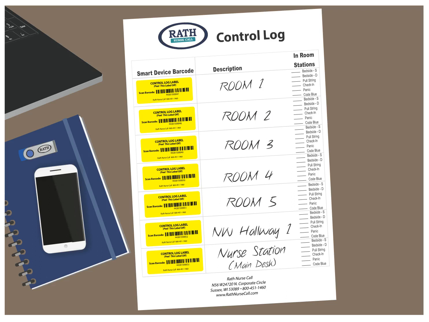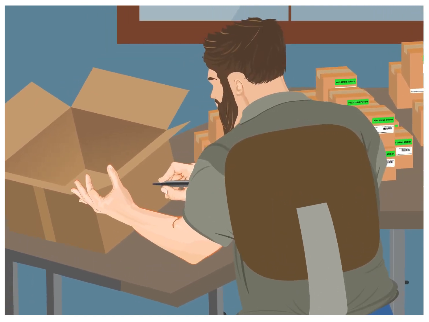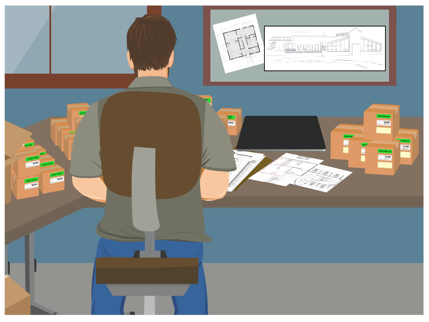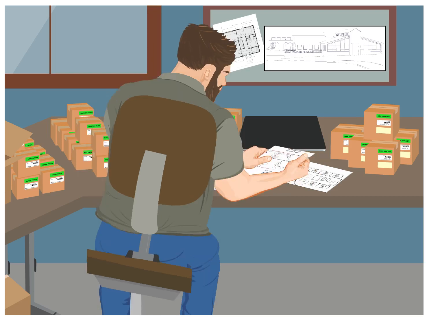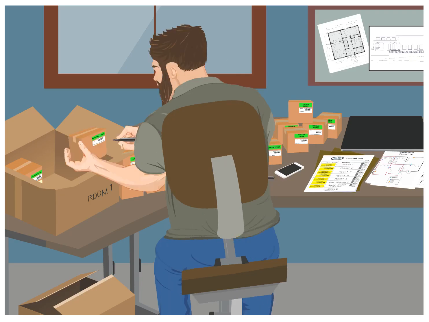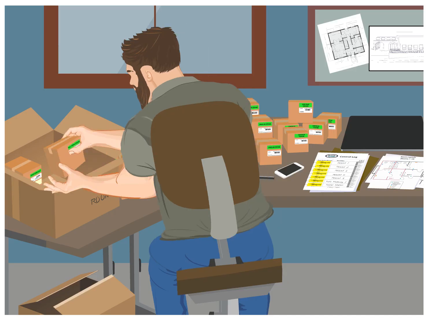Once all smart devices have been logged and given a unique description, gather put-up boxes for each room in the facility. Write the location on the exterior of each put-up box. Reference your facility's blueprint or room layout to determine which switch stations associate with each smart device. Gather the needed switch stations and put them in the appropriate put-up box. Label them with the correct room description.